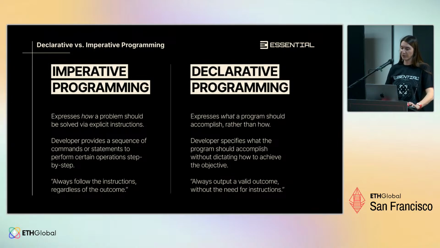Declarative programming, on the other hand, expresses what a program should accomplish rather than how. The developer specifies the desired outcome without dictating how to achieve it, and ultimately the valid outcome is prioritized over the instructions. You can think of imperative languages like Java and C++. Declarative languages include SQL, Haskell, and of course what we're building at Essential with our declarative DSL called Pint.